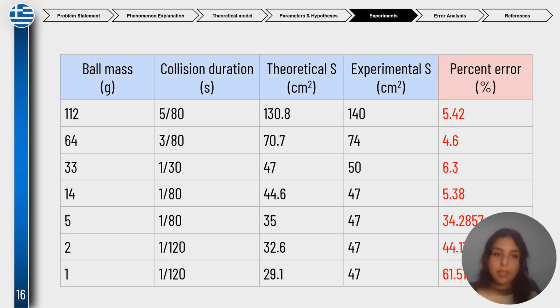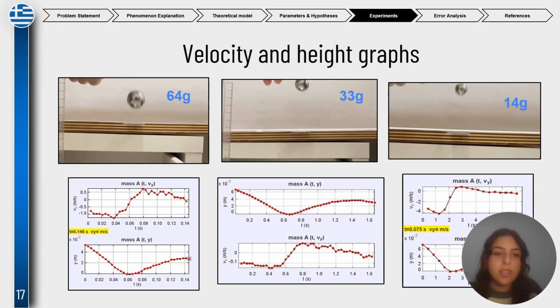By doing this experiment, we obtain this table right here, which has each ball mass, the collision duration, which is taken from Tracker, the theoretical surface area of the paper, the experimental surface area of the paper, all in cubic centimeters, and the percentage of error for each given ball mass and each given trial. Here you can see some videos for some masses and then some graphs taken by Tracker, which are the velocity and the distance from the ruler for each experiment.